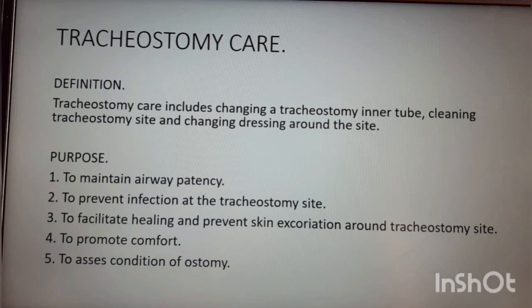Now let's see the purpose of tracheostomy care. First, to maintain airway patency. Second, to prevent infection at the tracheostomy site. Third, to facilitate healing and prevent skin excoriation around the tracheostomy site. Fourth, to promote comfort for the patient. And fifth, to assess the condition of the stoma.